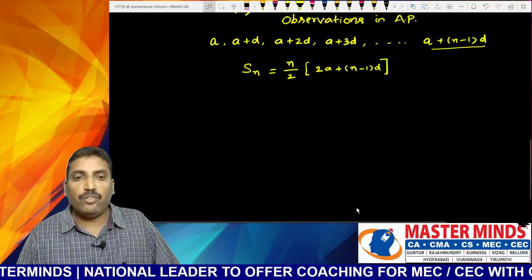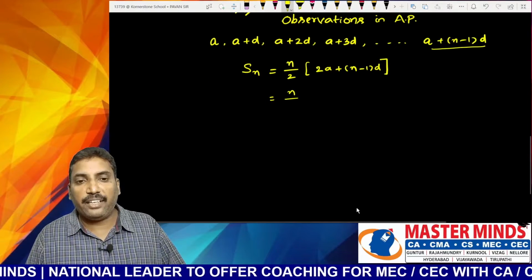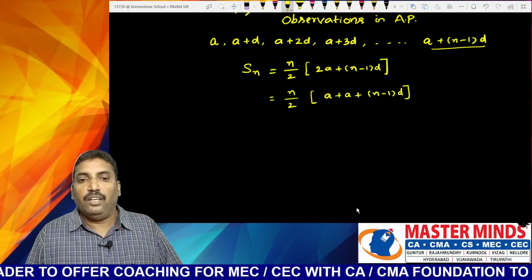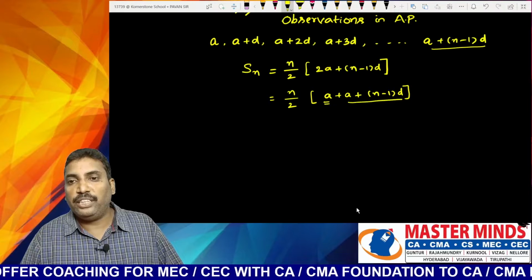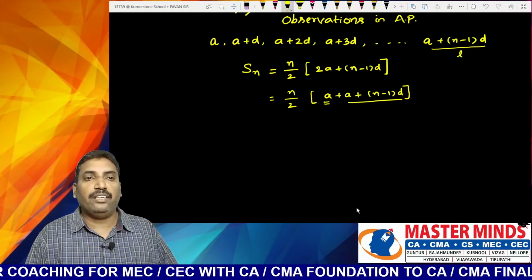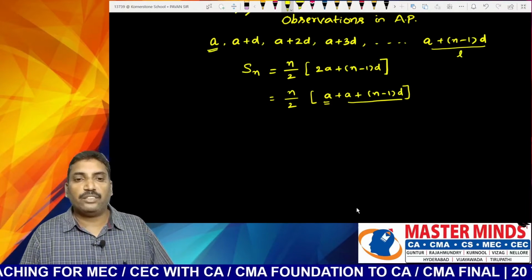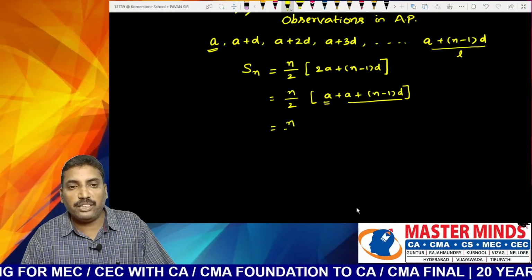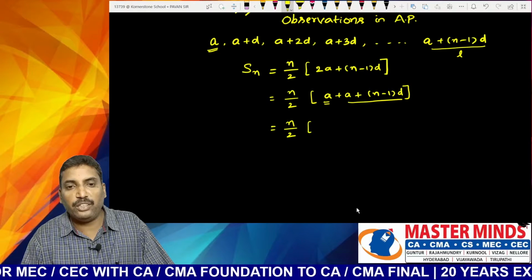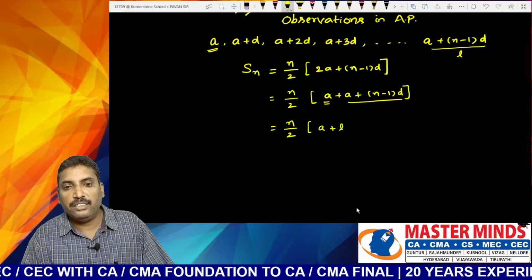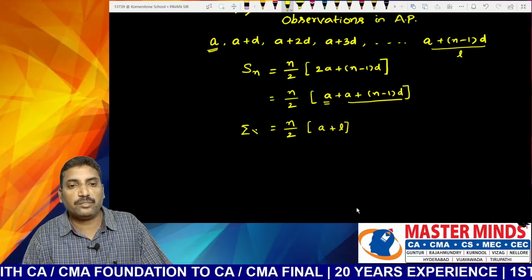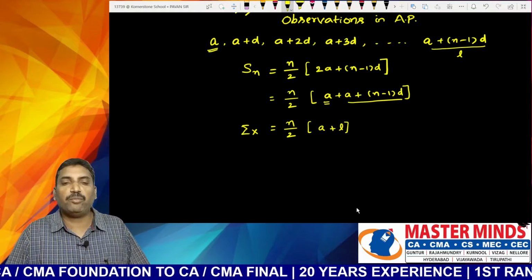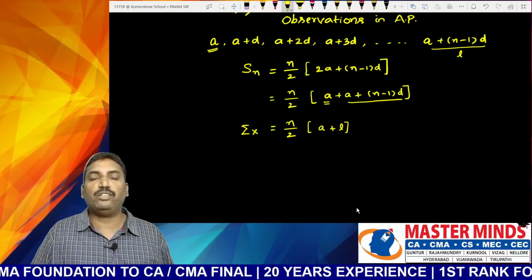And here, in place of 2a, I can write a plus a. Now this a is the first term, and this a plus (n minus 1) into d is the last term. I am denoting the last term with L, and the first term with a. So I can write the sum of n terms in an arithmetic progression as n by 2 into (a plus L). This sum of n terms I can take as the sum of observations. Sum of n terms is nothing but the sum of observations. So summation of x is equal to n by 2 into (a plus L).